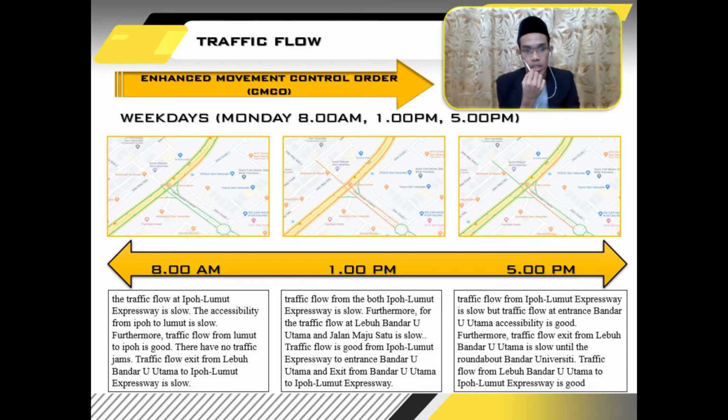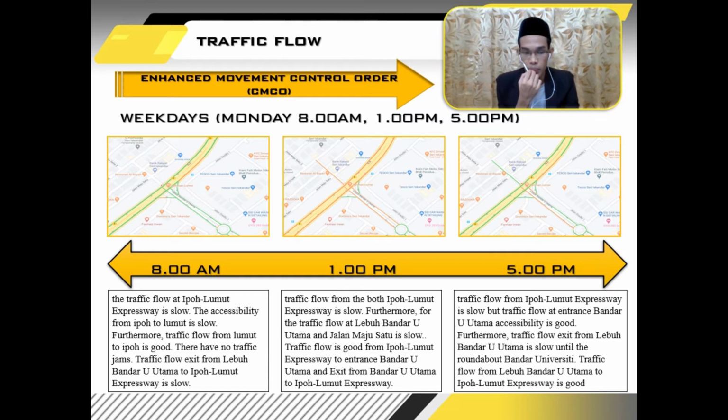Movement control order, which is enhanced movement control order. For the weekdays at Monday, 8 a.m., the Google traffic shows the traffic flow at the Ipoh Lumut Expressway is slow, and the accessibility from Ipoh to Lumut is also slow, shown in orange color. Traffic flow from Lumut to Ipoh is smooth. They have no traffic jams. Traffic flow from Leboh Bandar Utama to Ipoh Lumut Expressway is slow.